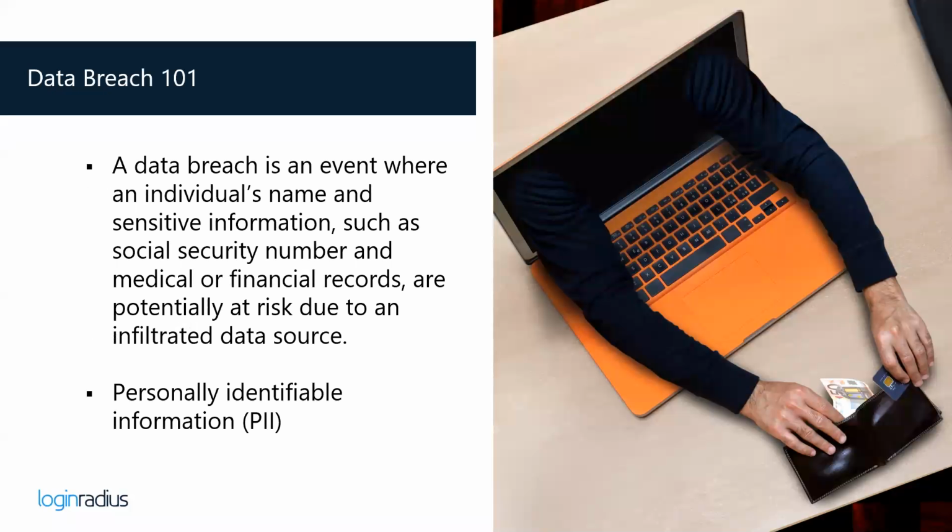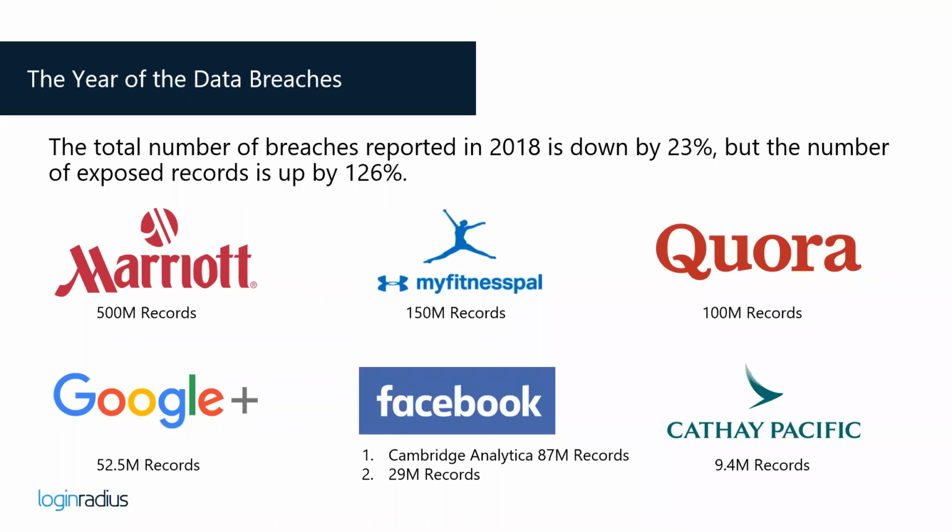So to start with, what is a data breach? We've heard a lot about data breaches in the last couple of years. A data breach is really an event where someone's name or sensitive information, what we call personally identifiable information, including anything like a social security number or medical financial records, are at risk due to an infiltrated data source. So in 2018, we've seen a lot of data breaches that occurred. One of the biggest ones is probably the Marriott one, where they lost around 500 million records.